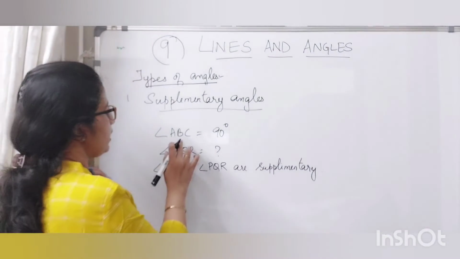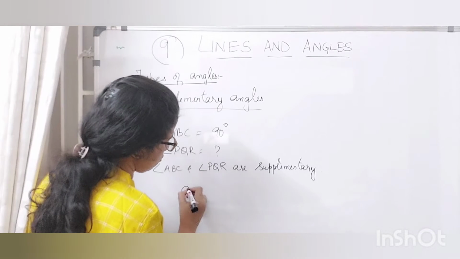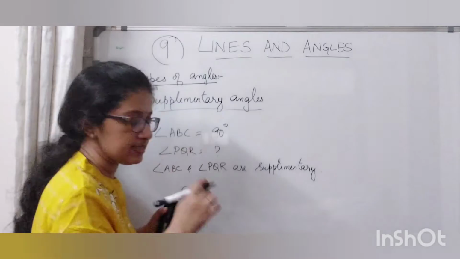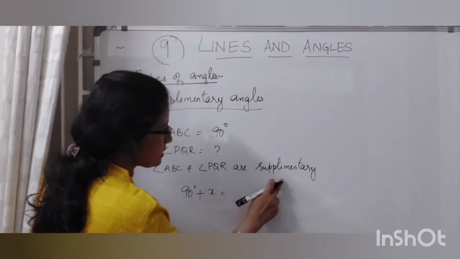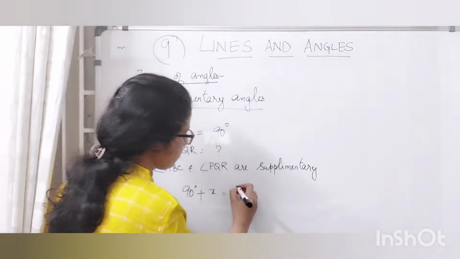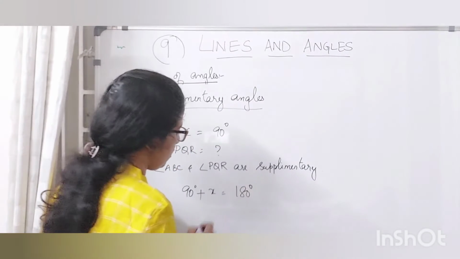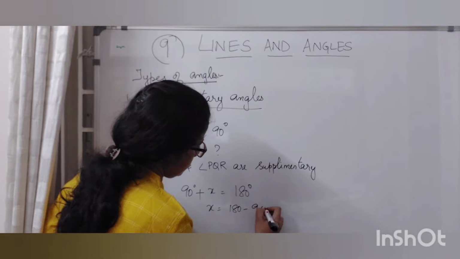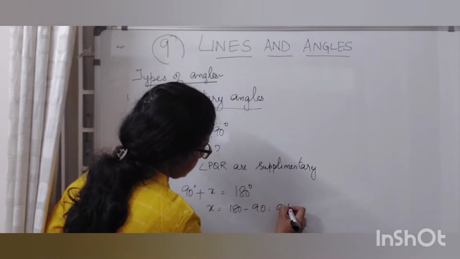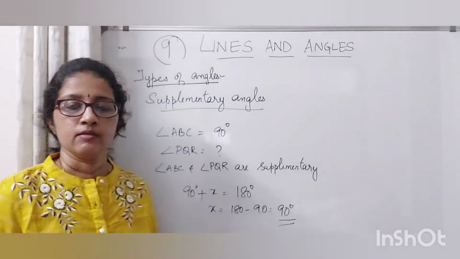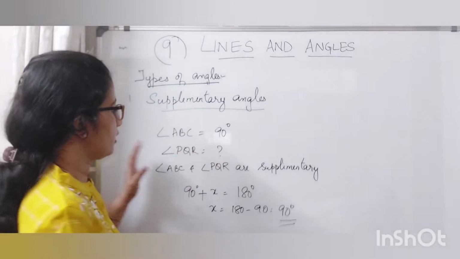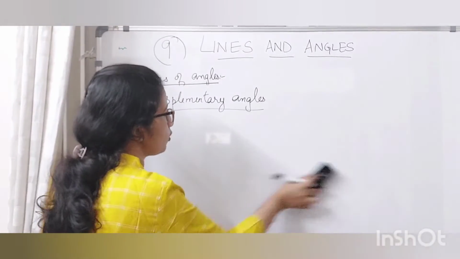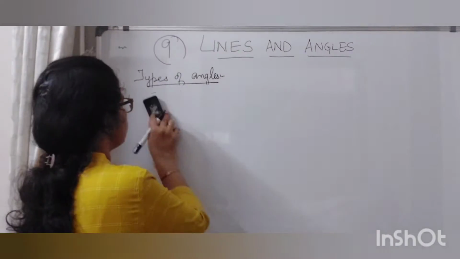Okay, so how will you do it? Angle ABC equal to 90 degrees. So 90 degrees plus angle PQR, let's take it as X, is equal to, since they are supplementary, the sum is equal to 180 degrees. So what is X? X is equal to 180 minus 90, which is equivalent to 90 degrees. So clear with this? Okay. So these are supplementary angles. Now let's move on to our next type of angle.